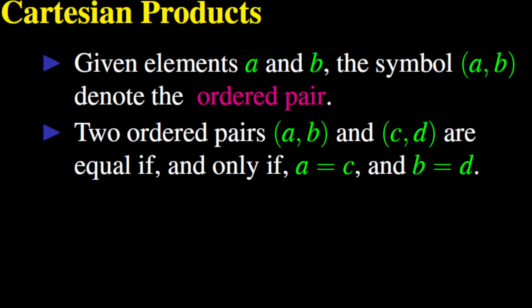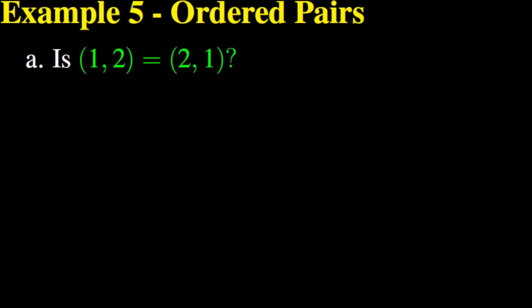The last main topic of this lecture is the concept of Cartesian products. Given elements a and b, the couple (a, b) denotes the ordered pair consisting of a and b, together with the specification that a is the first element of the pair and b is the second element. Two ordered pairs (a, b) and (c, d) are equal if, and only if, a equals c and b equals d.